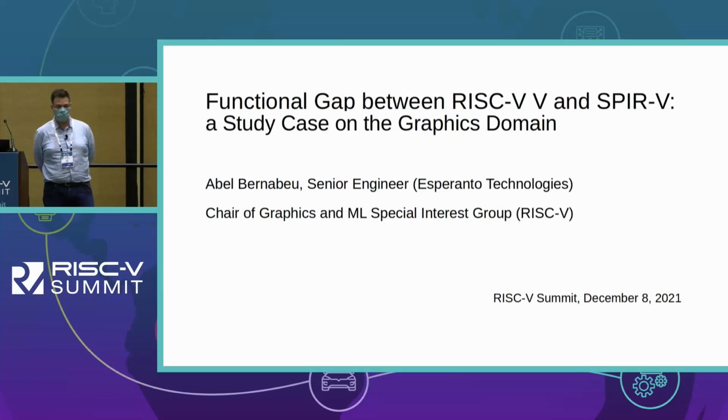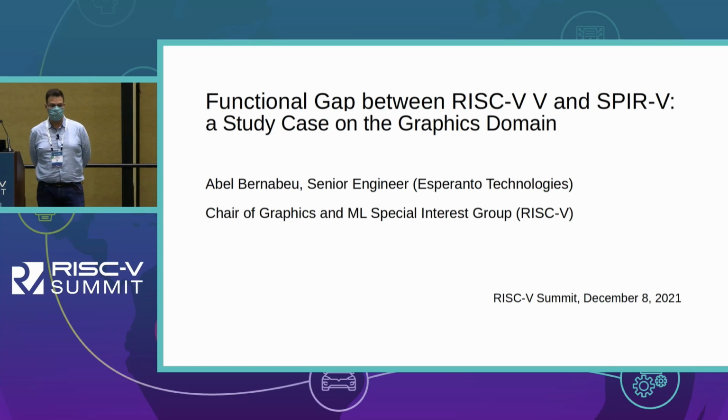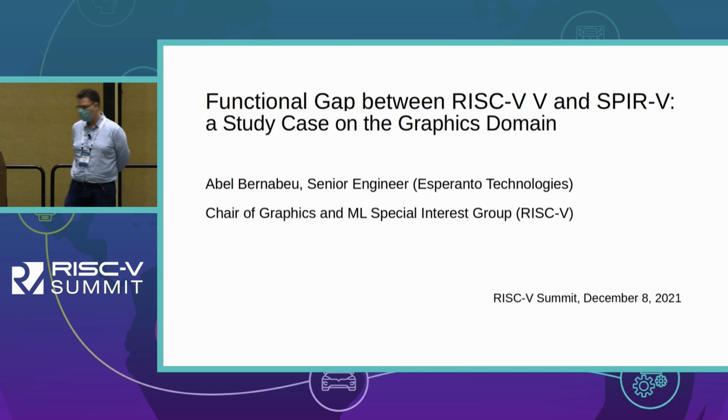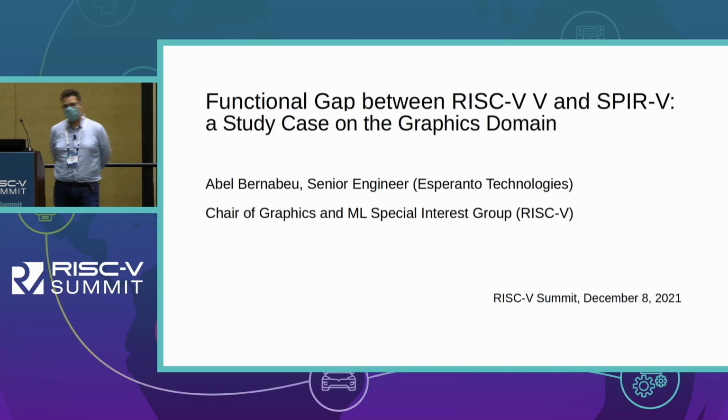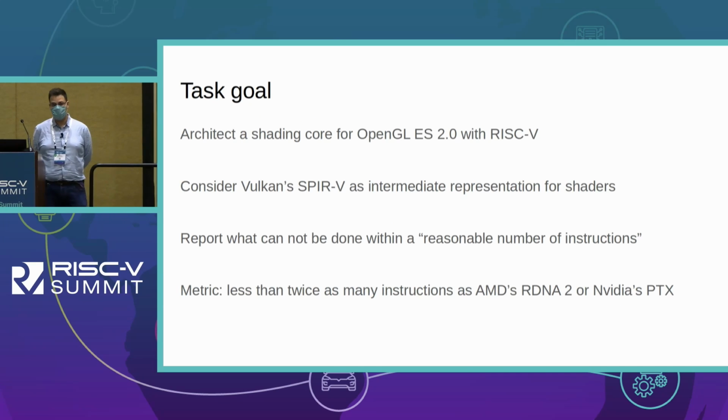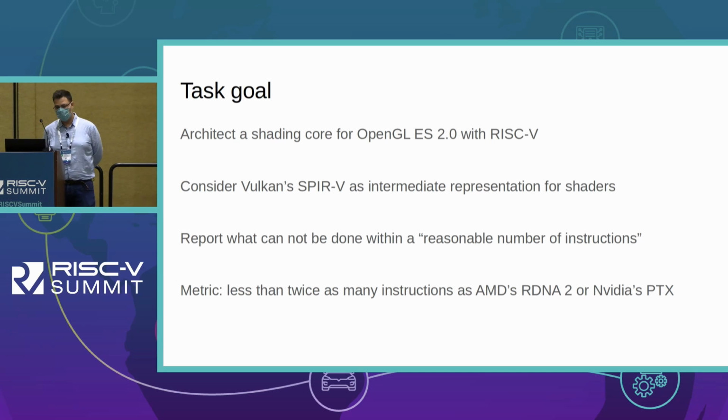I'm Abel Bernabeu from Esperanto Technologies. I also chair the graphics machine learning special interest group within RISC-V. And in this talk, we are going to review what's missing on RISC-V for the task of building a shading core for graphics. And it's basically intended for a graphics architect that is considering building an OpenGL ES 2.0 solution with RISC-V.